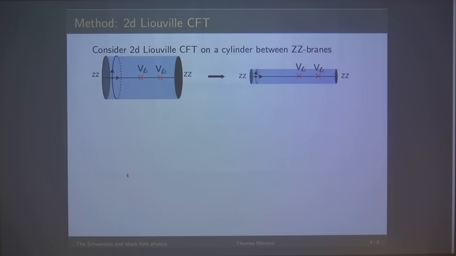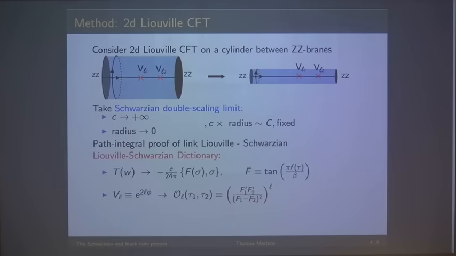So the method we used is 2D Liouville CFT. So consider 2D Liouville on a cylindrical surface between these ZZ-branes, as in the left figure here. And now I take a double scaling limit that I will call the Schwarzian limit, where I simultaneously send the 2D central charge to infinity, and I take the radius of the cylinder to go to 0, keeping their product fixed and proportional to big C, which will turn out to be the Schwarzian coupling constant. Now, you can prove using path integral techniques that 2D Liouville theory in this particular setup really reduces to the Schwarzian theory, and as a bonus, you get a dictionary on which Liouville objects map to which Schwarzian objects.